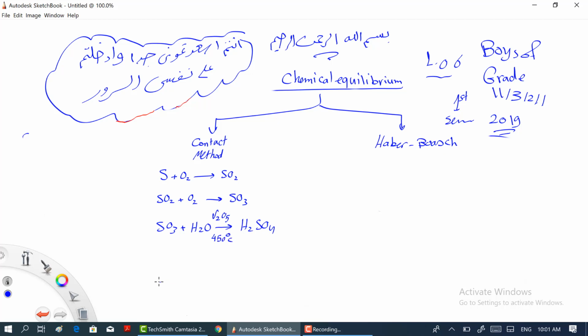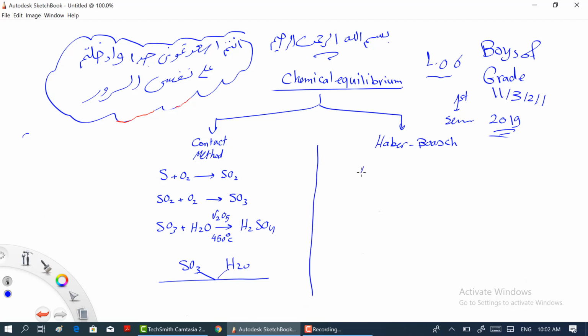In this process, the catalyst allows the reactants SO3 and the water vapor to contact on its surface. So the catalyst represents a carpet, and over this carpet we find the sulfur trioxide and the water vapor in contact over the surface of the catalyst. Haber process.